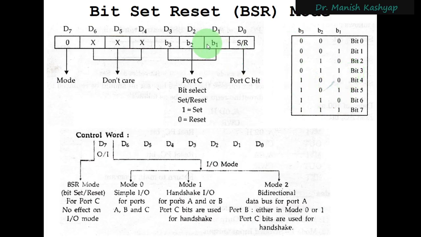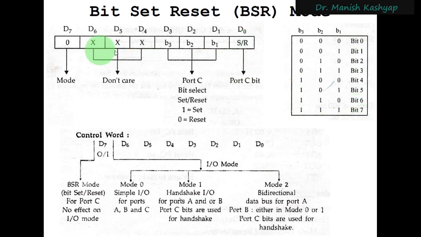So how do we select that bit? You just put the format here, B1, B2, and B3. Whatever number you put here, that particular bit will be selected. After selecting that bit, do you want to set it or reset it? If you want to set it, you have to put a 1 in the least significant bit of this control word register. If you want to reset it, you have to put a 0 here. So whatever data is there, it will be directly copied to that location in port C.